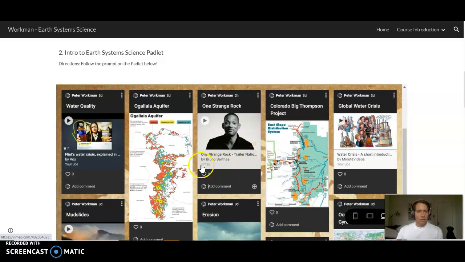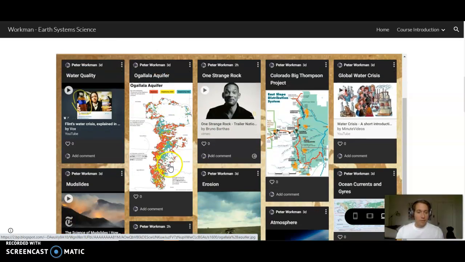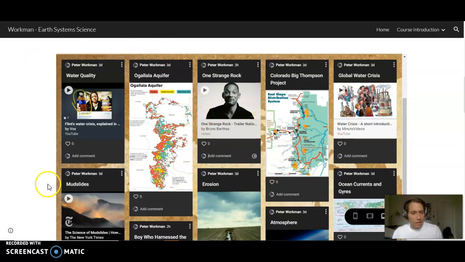So, for example, like the Ogallala Aquifer, right? Maybe I'm curious because it seems like some of it's in Colorado, but a lot of it is spread all over some other states in the West. A wondering, maybe how much water does this aquifer hold? Or it could be as simple as what is an aquifer, right? So take a moment, look through all the topics.